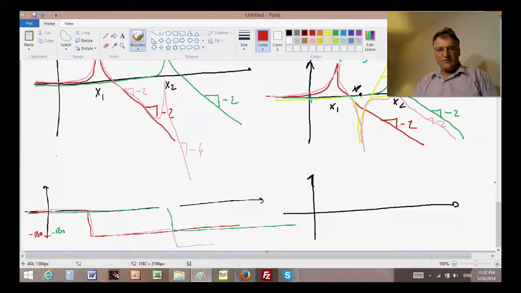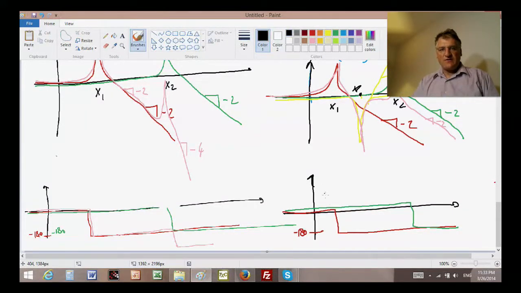And that phase will be like this, just like it was before, with a drop to -180 degrees. The phase for the green term is the same as before. Again, it drops minus 180 degrees at x2. And this one drops 180 degrees at x1.